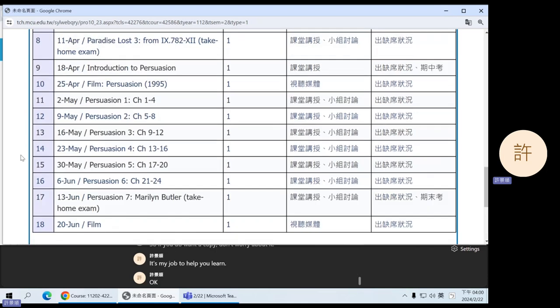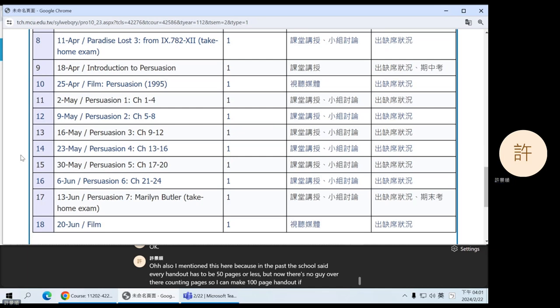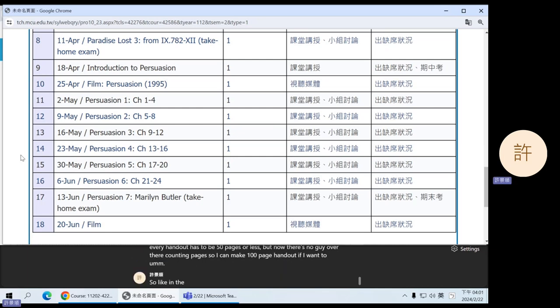Okay. Also, I mention this because in the past, the school said every handout has to be 50 pages or less. But now there's no guy over there counting pages. So I can make a 100-page handout if I want to. In the past, I would split Persuasion into 2 halves: first 12 chapters, second 12 chapters. In fact, Jane Austen did the same thing. When Persuasion was first published, it was published in 2 volumes, chapters 1 to 12, and then Volume 2, chapters 1 to 12, which today we call chapters 13 to 24. So it makes a kind of sense.